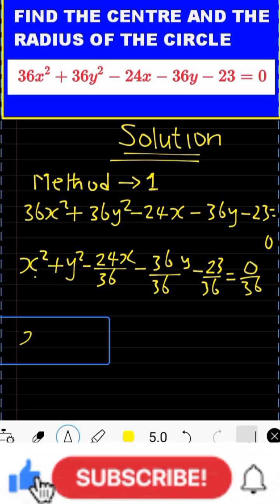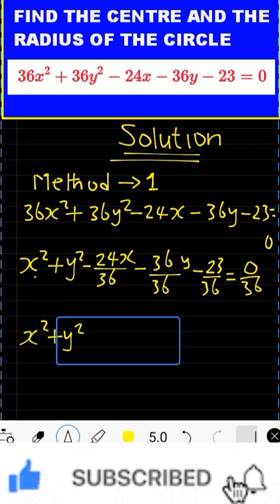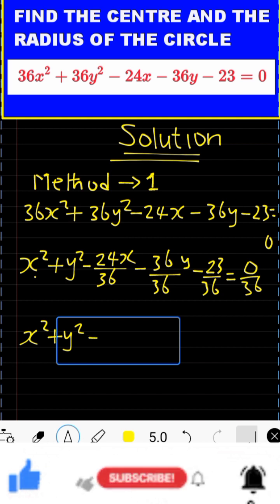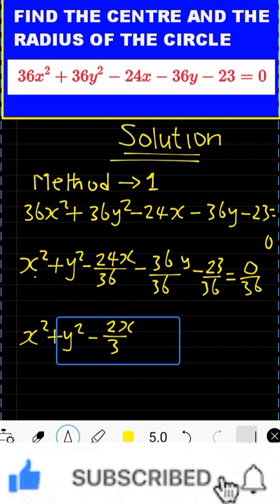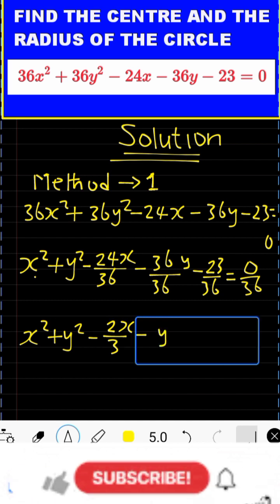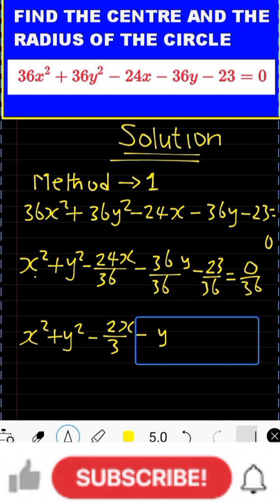Therefore, we have x squared plus y squared minus, 12 goes in 24, we have 2x over, 12 goes in 36, we have 3. Then minus y, 36 divided by 36 is 1. Then minus 23 over 36 is equal to 0.